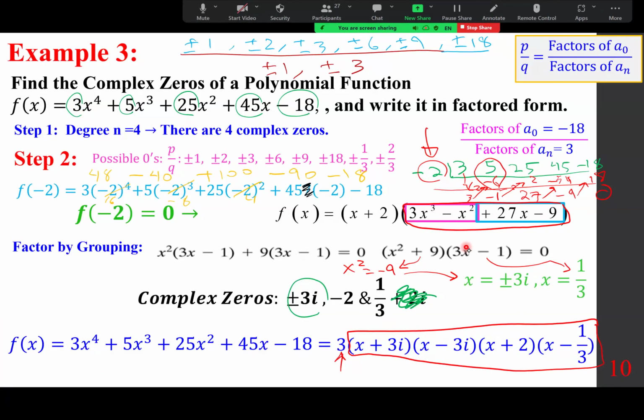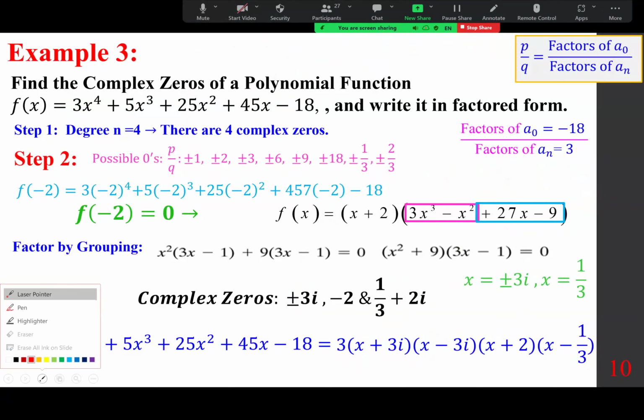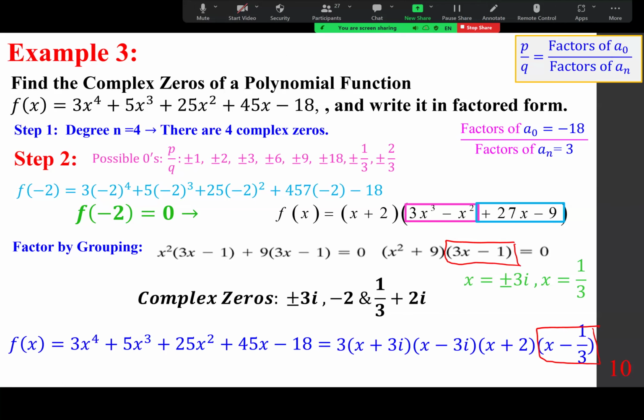In fact, if you look at this one, let me erase the whole thing again. If you look at this part, everybody, this is the same as this times this, okay? Because when you write in factored form, you write x equals 1/3, and you keep this as x. Now, x minus 1/3 times 3 is the same as 3x minus 1. That's why. So you want to be careful with that.